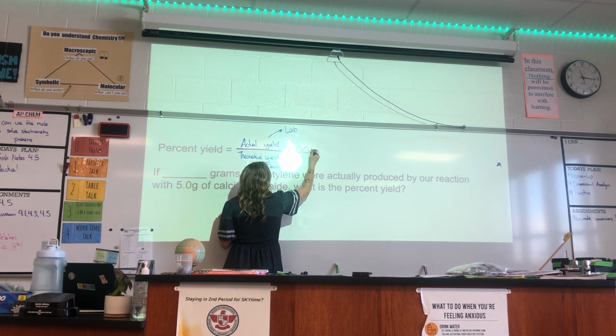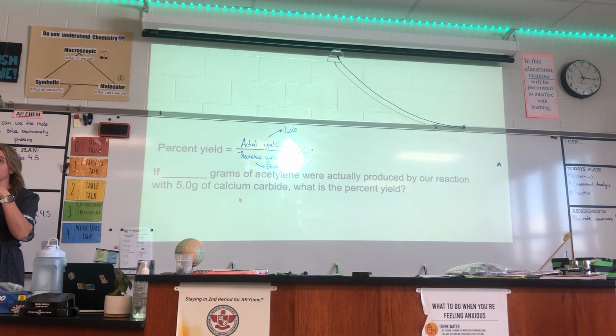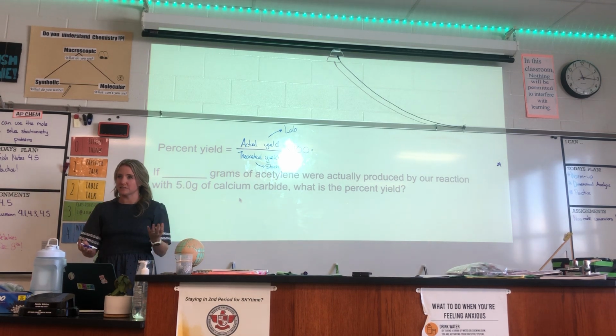There's also a difference because some reactions are just very temperamental, and it's hard to get them to bond fully. And so you may not be able to get as much as you thought. Okay? And then, of course, times it by 100 to make it a percentage.